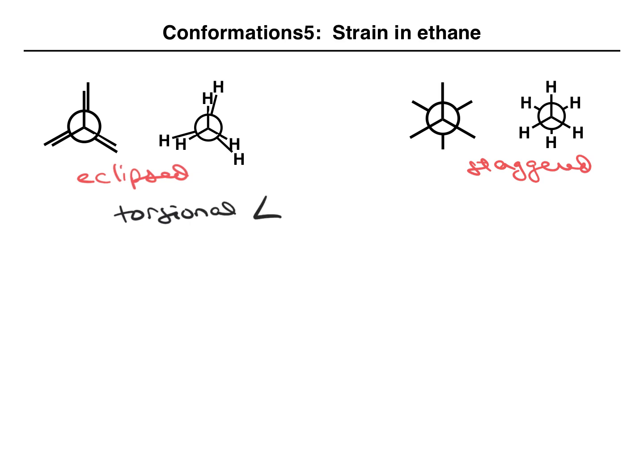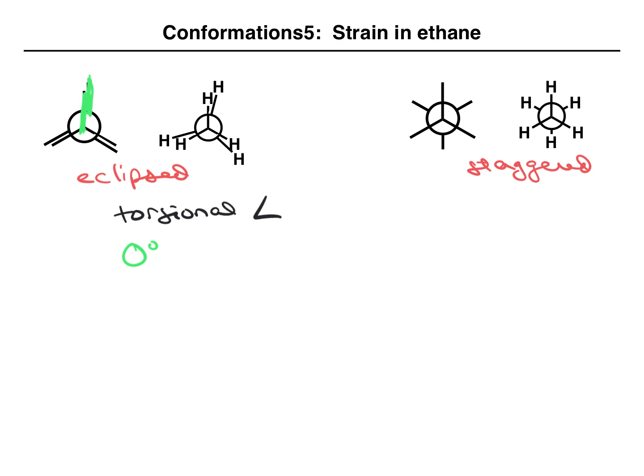So the torsional angle would be the angle between this carbon-hydrogen and this carbon-hydrogen. So we think about the plane that holds this one and the plane that holds this one, and they are 0 degrees away from each other.